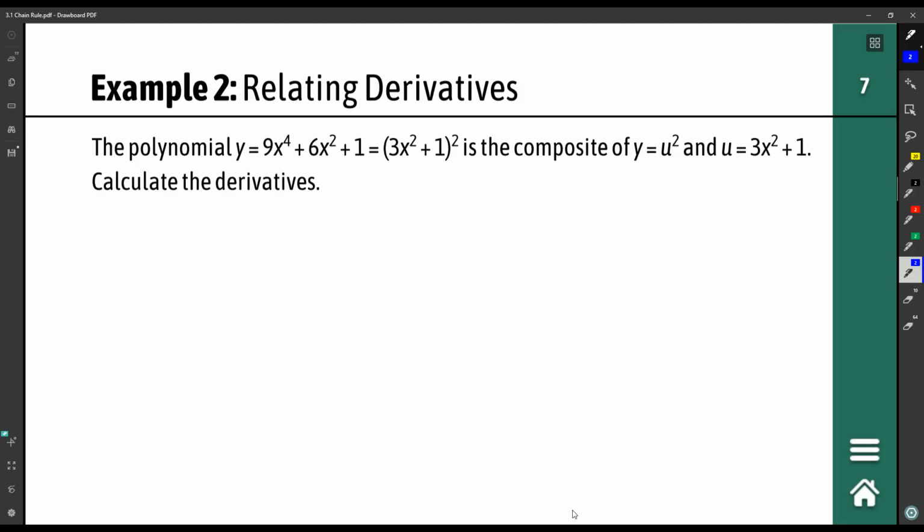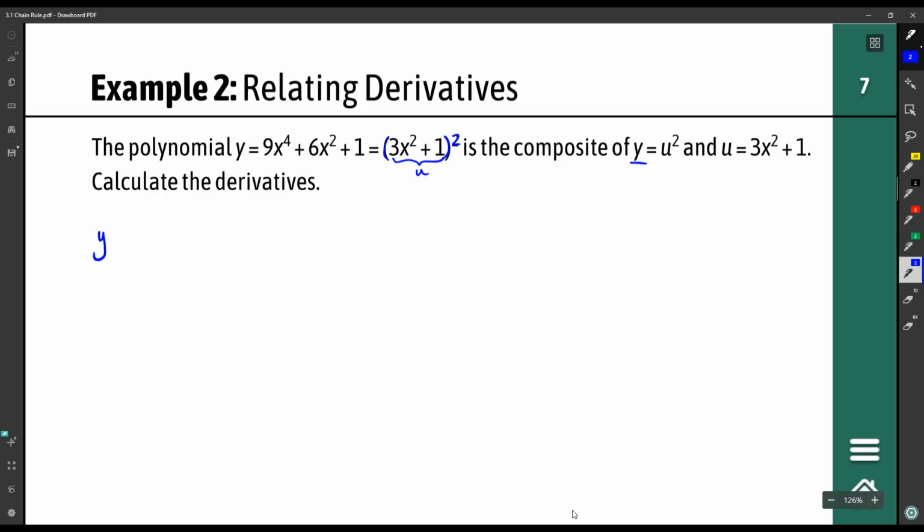We've got a polynomial, y equals 9x to the 4th plus 6x squared plus 1, and that can be rewritten as 3x squared plus 1 quantity squared. It's a composite of a function, y equals u squared, and u equals 3x squared plus 1. So the 3x squared plus 1 is the u, and then we've got u squared as the function y.